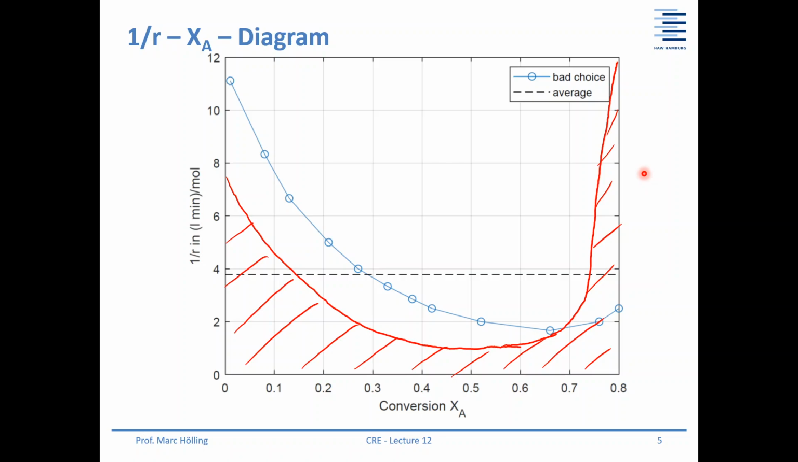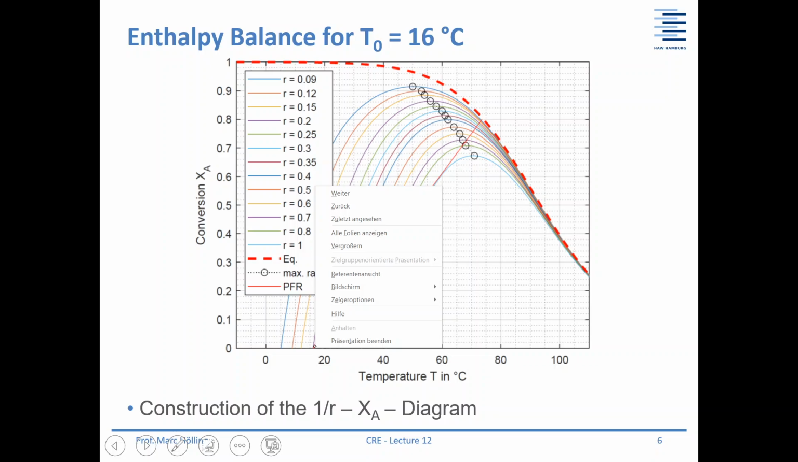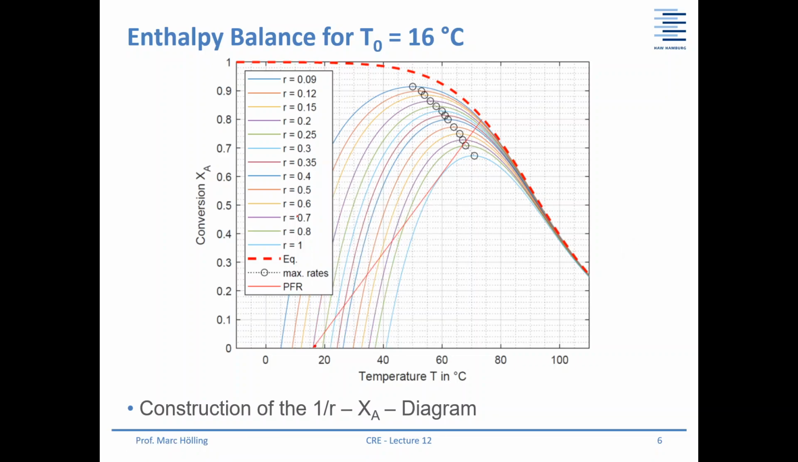Okay, let's have a look how it really looks like. So here's the enthalpy balance, the red line, starting with a temperature of 16 degrees Celsius. What you have to do right now is, if we have a conversion of 0, then we know the reaction rate of 0.7, then we go, for example, to the next point. If we have a conversion of 17%, this means we have a reaction rate of 0.5, or is it 0.35, and so on. And with this, we can construct our 1/r and conversion diagram.